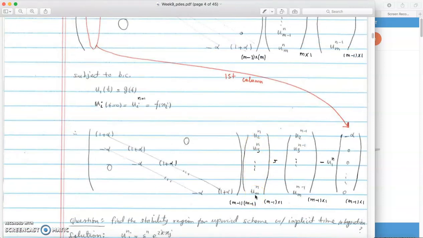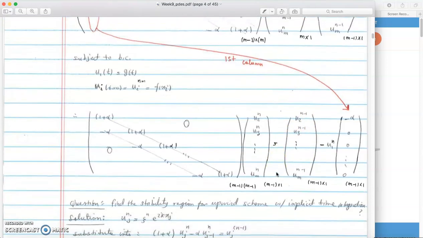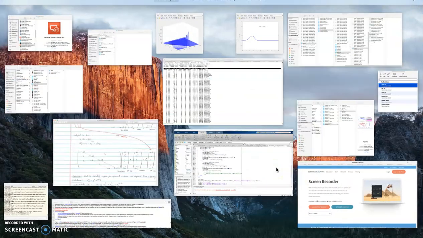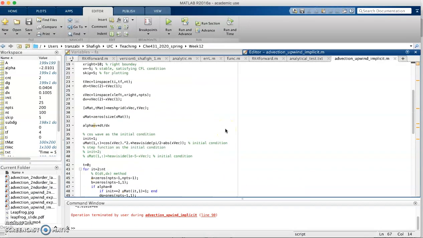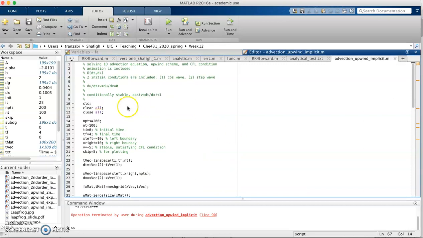So this is at every time point. At every time point you have to solve this system to get the values at every x. For the next time point you have to update this matrix and then find the new values by using the values we calculated from the previous time points as the right hand side of this equation. So let me switch back to the MATLAB script and show you how we can implement implicit version of advection equation. So there you go.